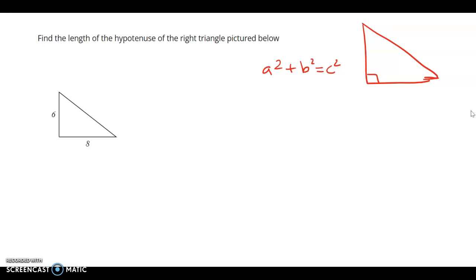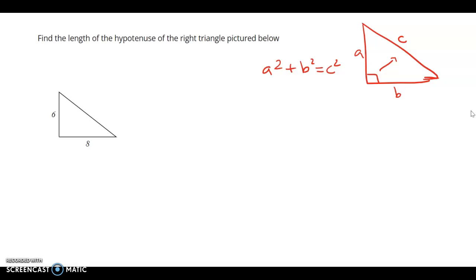So the hypotenuse is C. Notice the hypotenuse is opposite of that 90-degree angle. A and B are the sides that come together to form the 90-degree angle. Now A and B, it doesn't matter which is which. You could call this one A or call this one A. But C is very important. C is the hypotenuse. It's the side that's not touching that 90-degree angle. It's opposite of the 90-degree angle.